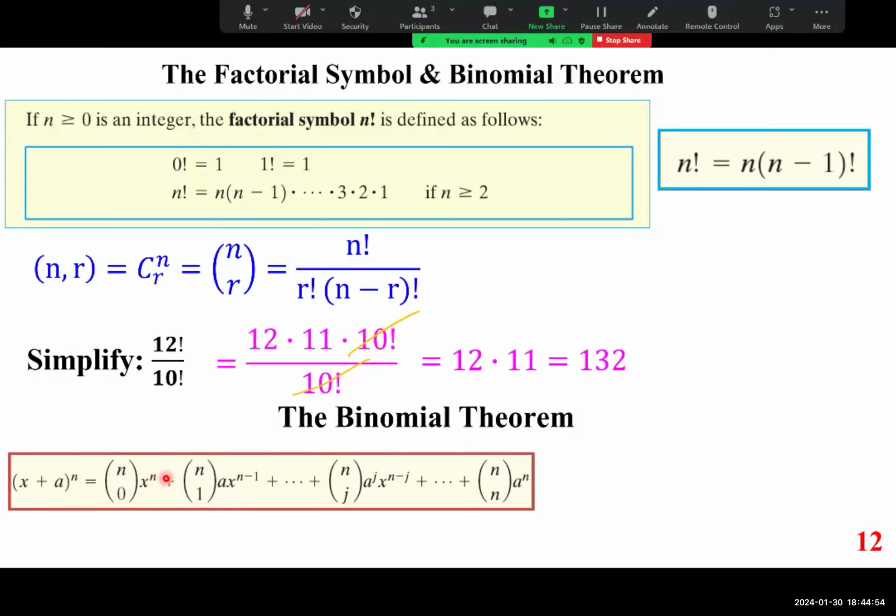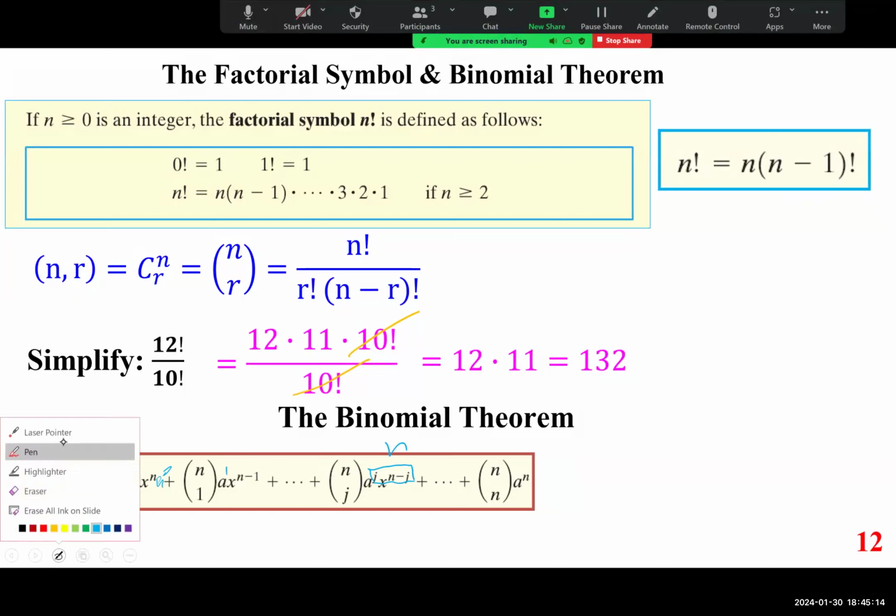And then a. Over here, we didn't have it, but if we were to write this, over here would be a to the power of 0, which is 1. Now this is a to the power of 1, and you add them up. Notice the sum of the exponents must be n. And the final one is n choose n, a to the power of n.